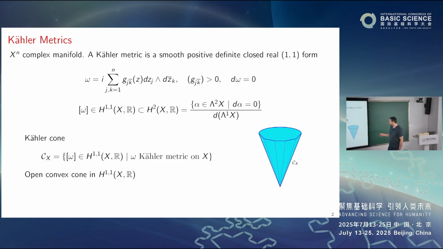If you now vary ω, look at all possible Kähler metrics on your manifold, this is a huge space. In particular, in whatever reasonable sense, it's infinite dimensional. But if you only look at the shadow in cohomology, all the cohomology classes of all the possible metrics, this traces out an open convex cone in this finite dimensional vector space. So this is, if you want, the parameter space of cohomology classes of Kähler metrics. This is the Kähler cone of the manifold.